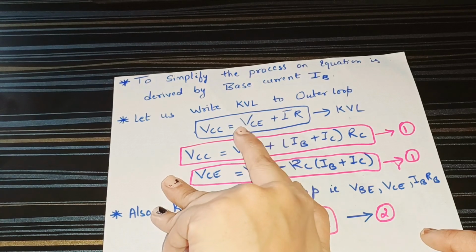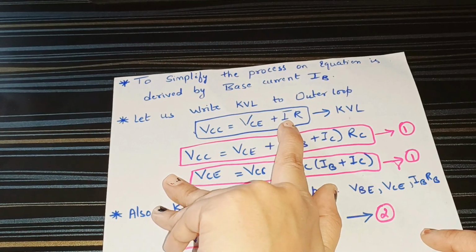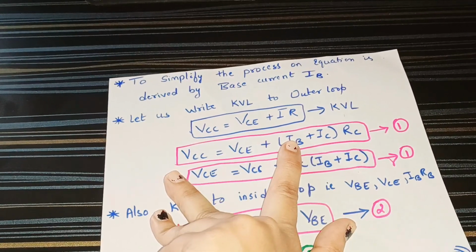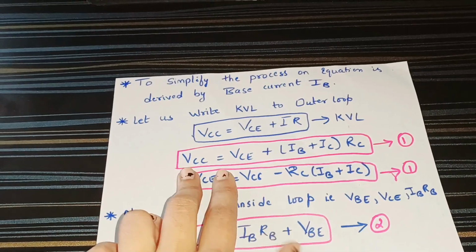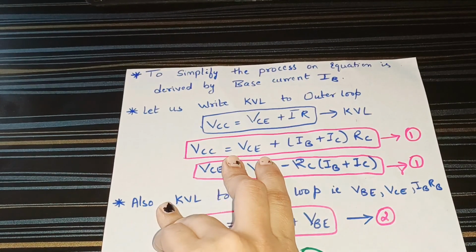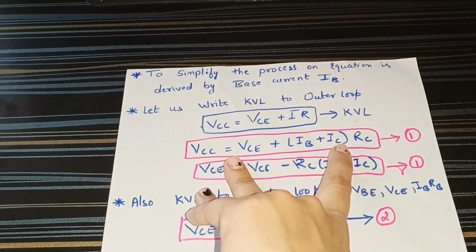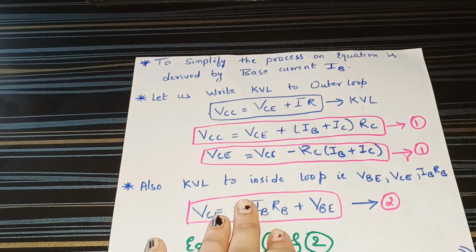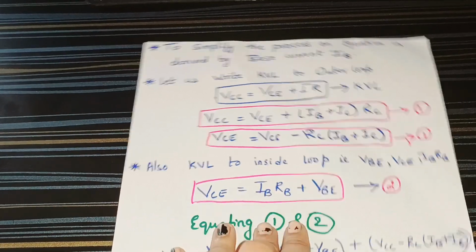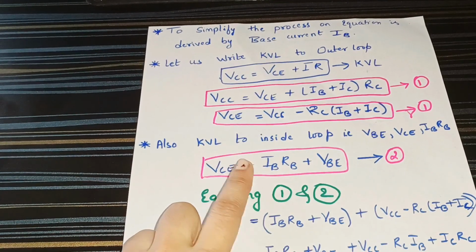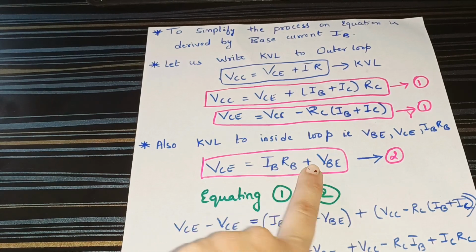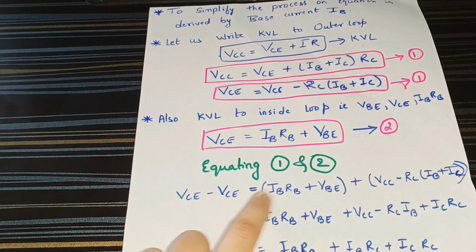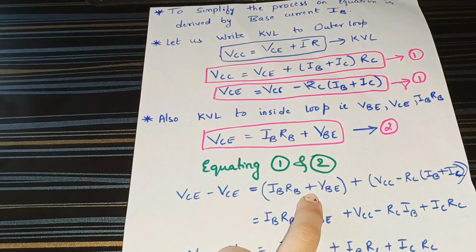So VCC equals VCE plus the current across the resistor collector into RC. So here we have VCC equals VCE plus (IB plus IC) into RC. Similarly, when we apply KVL for the inside loop, we get VCE equals IB into RB plus VBE.